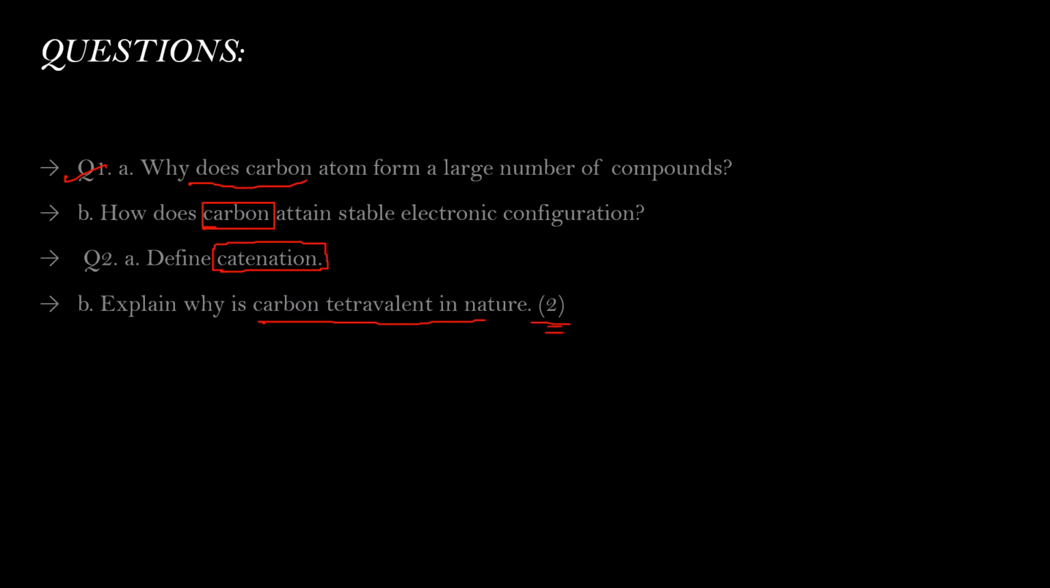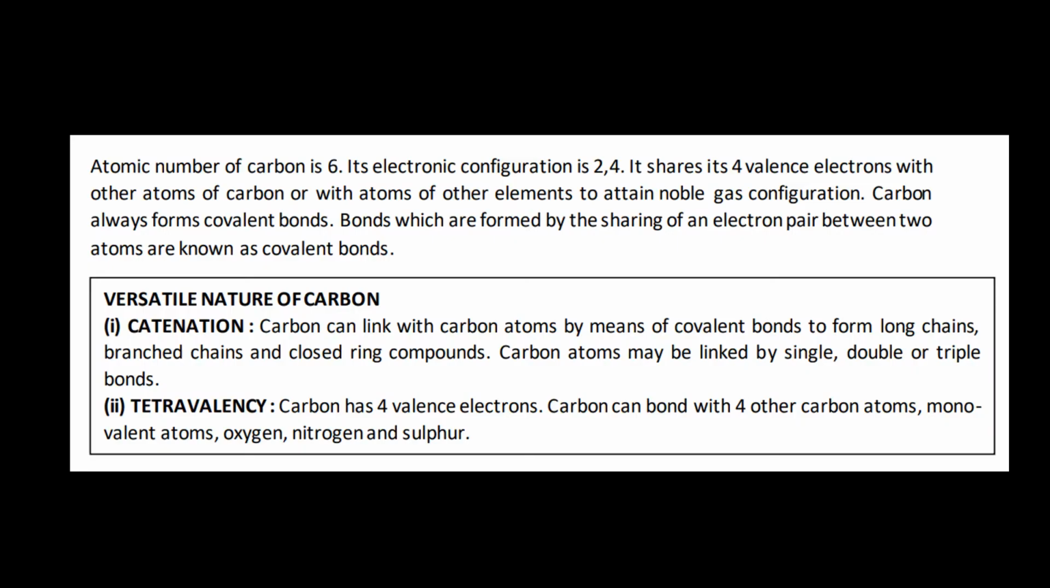So why does carbon atom form a large number of compounds? In organic chemistry, the branch of chemistry, it is because of the versatile nature of carbon. So you have to study this versatile nature of carbon, and what is the reason for carbon atom forming a large number of compounds. Okay, the question is clear now. The subpart of question 1 is, how does carbon attain stable electronic configuration? Then catenation, and why is carbon tetravalent in nature. This is a 2 mark question. So let's discuss the answer.